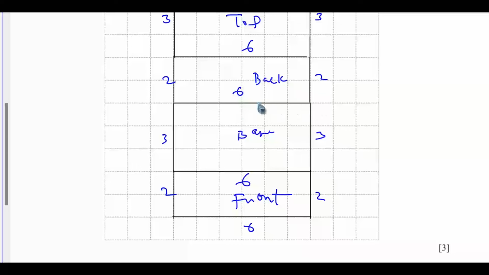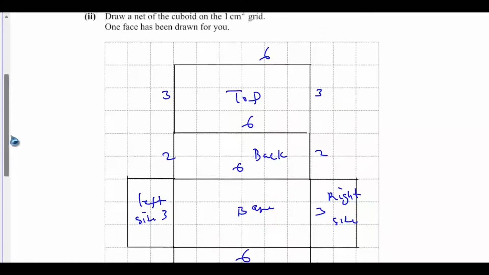Then we should draw the two sides. So that should be 2 by 3. From here, let's draw like this. This is 2, then by 3, we'll come down like this and complete this. The same thing, 2 by 3. So we are done with this. This will be the left side, and this will be the right side. So this is how to draw the net of a cuboid.